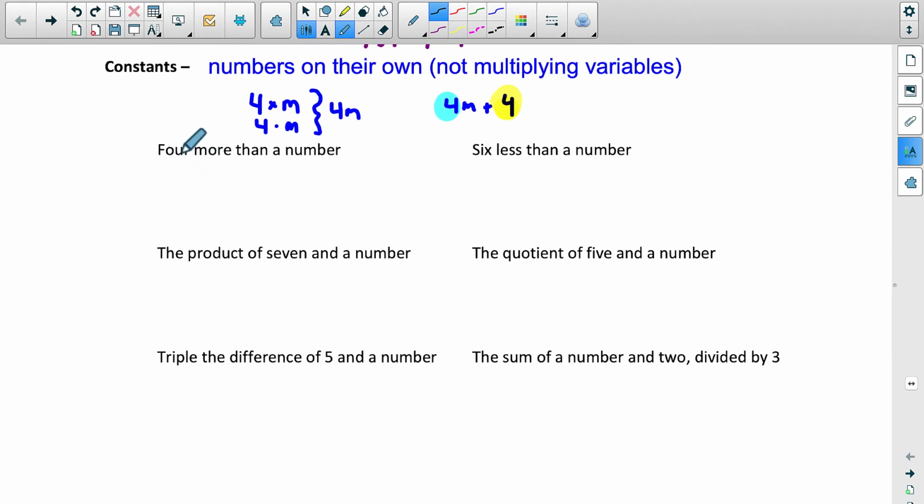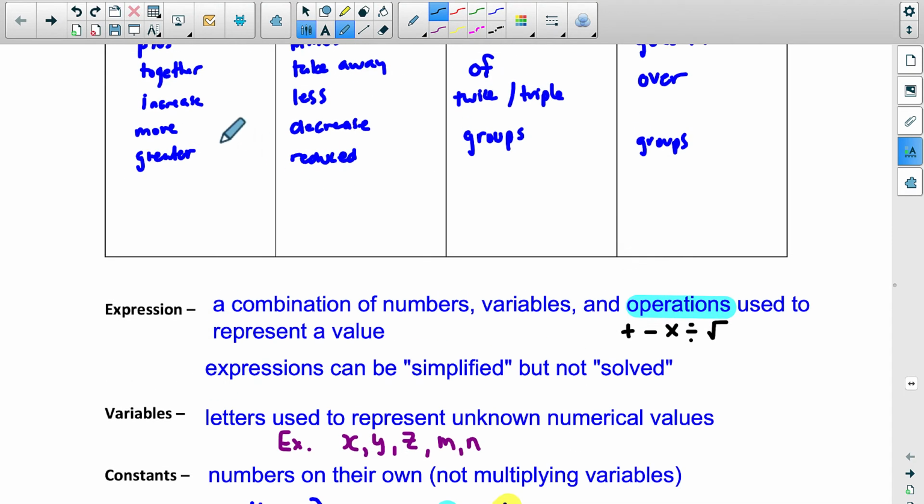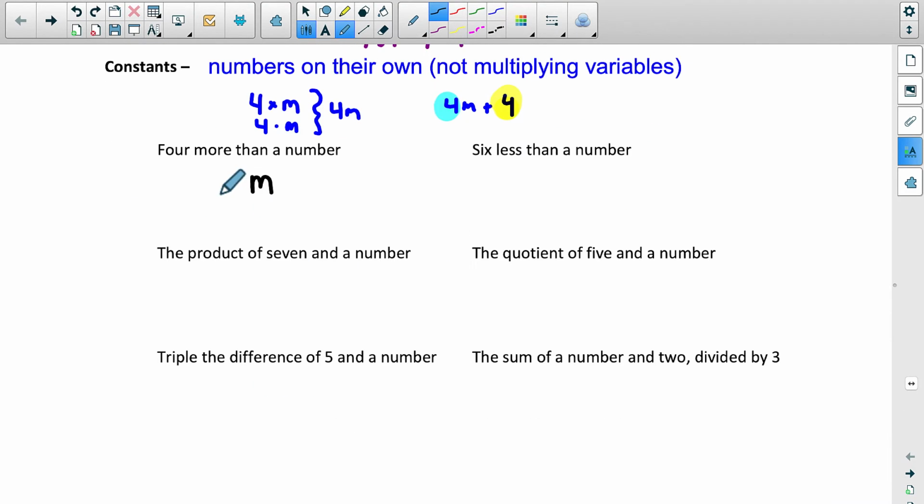So the first thing I see is 4 more than a number. Well, I don't know how much this number is, so what should I do? You're going to give it a letter to represent it. Use any one of those you want, or use your own letter. I don't care. I'll use m. So, m is the number. But what I want to show is 4 more than that. More sounds a lot like an addition step, doesn't it? And that's exactly what you're going to do. You're going to take this number and add 4 more to it. This is 4 more than a number right there.